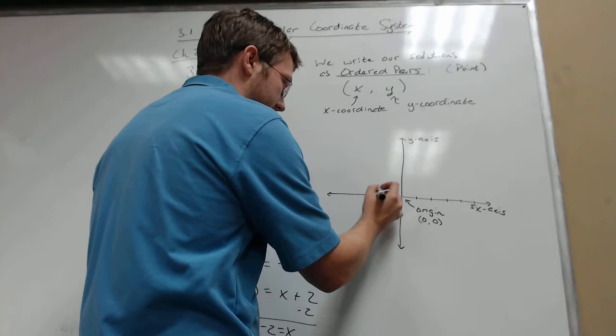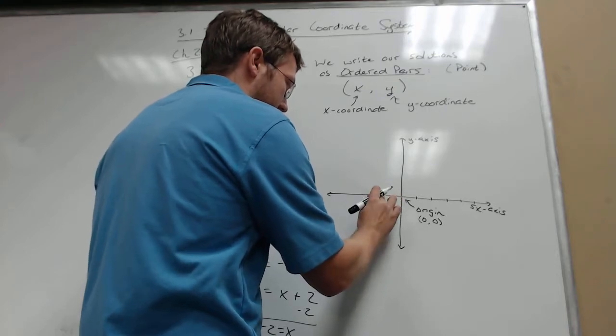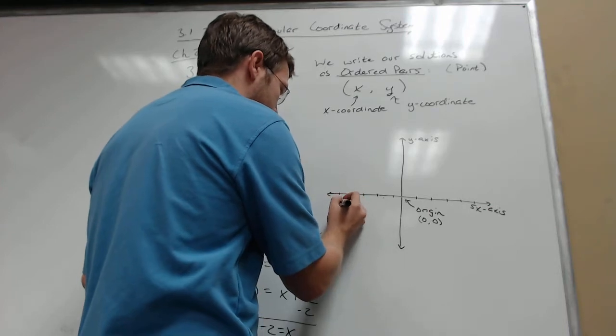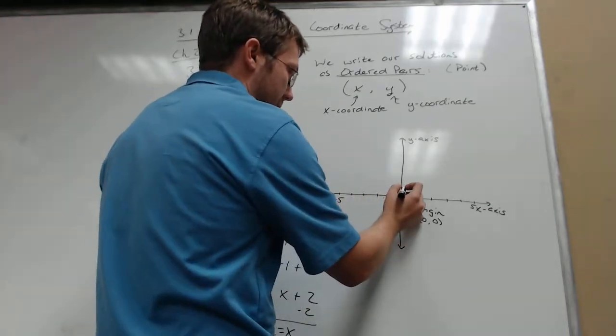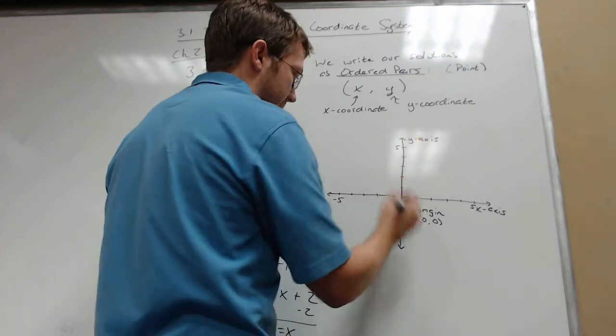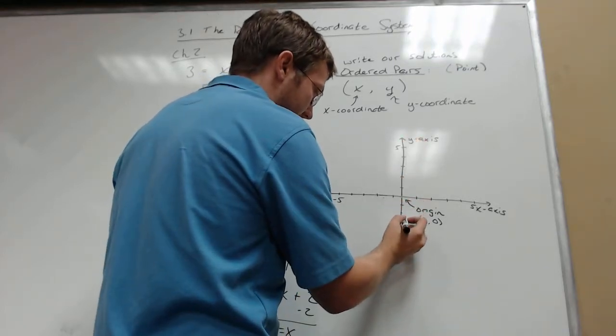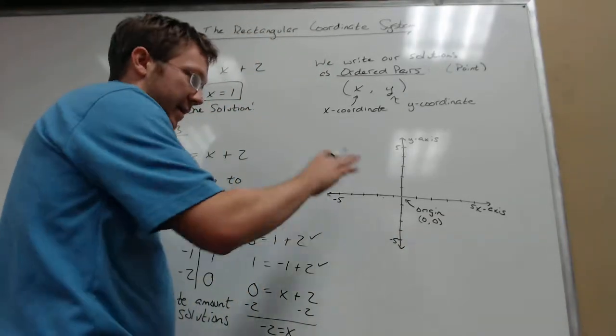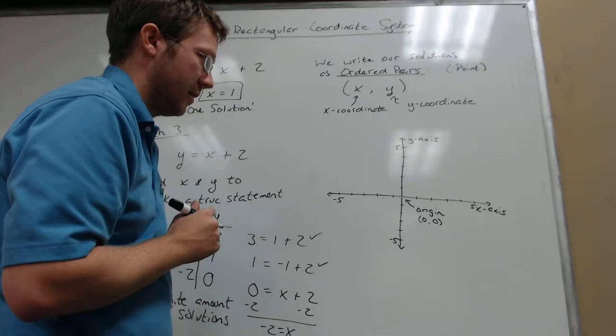As we go to the left, this would be the negative direction. So 1, 2, 3, 4, 5. Negative 5 out left. As we travel up the y-axis, this is the positive direction, positive 5, and as we travel down the y-axis, this is the negative direction. So now we have both number lines scoped out.